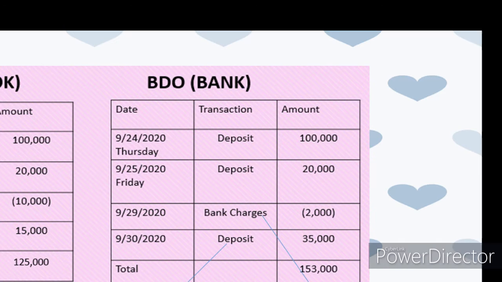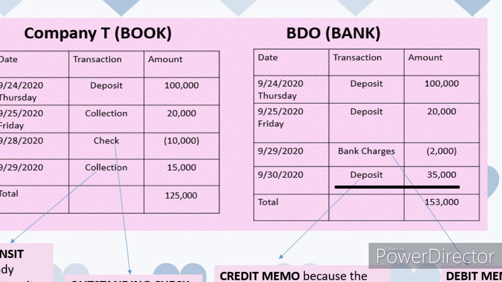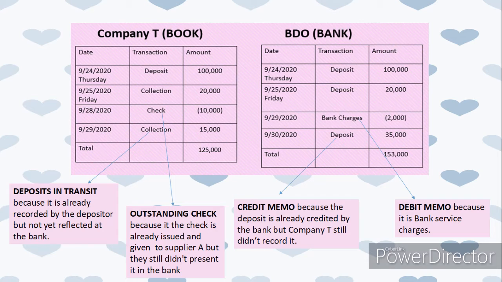So, dito naman tayo sa BDO Bank. Nakikita nyo naman nung September 29, bank charges. Ito, magiging debit memo to kasi binawasan niya yung account ni Company T, which is yung mga bank charges. Tapos ito naman, credit memo. May nag-deposit sa bangko ni Company T nang hindi nila alam. Nag-reflect na to. Pati yung debit memos, nag-reflect na tong mga to. Yung transaction na to. Pero sa book, hindi pa nag-reflect kasi nga hindi niya nga alam eh.